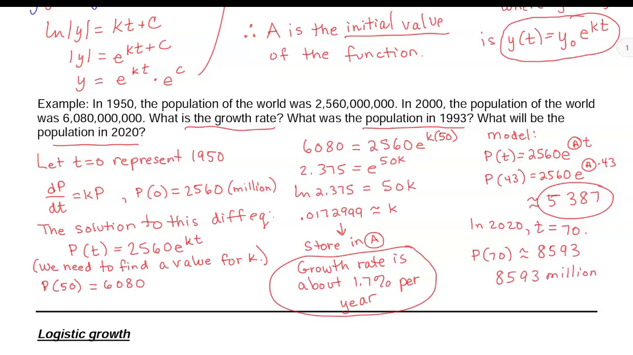I think I didn't say that up here. This was 5,387 million. For 2020 we would predict 8,593 million based off of this model. And I looked it up. Actually, the population was 7,585 million. So I would say we need to revise our model. Our model was based upon data from 1950, so we need to use some more recent data to come up with a fresh model.